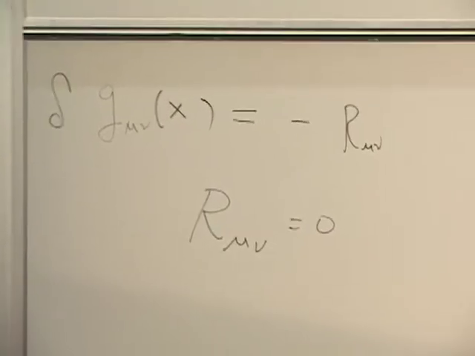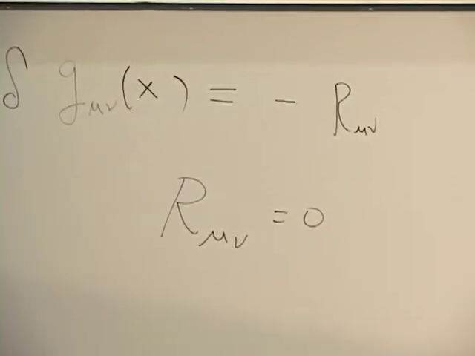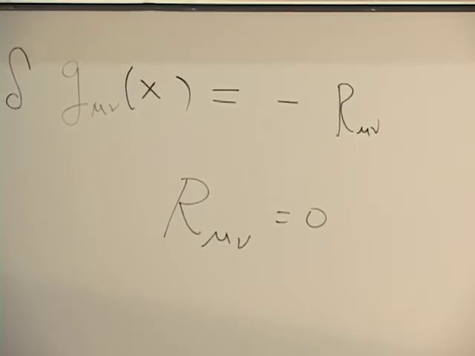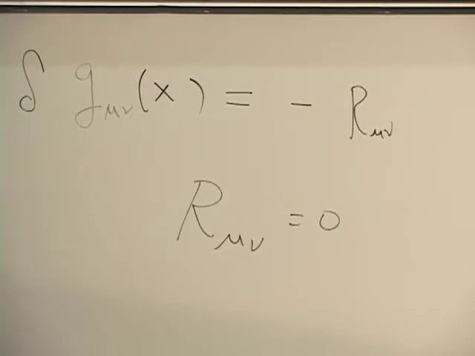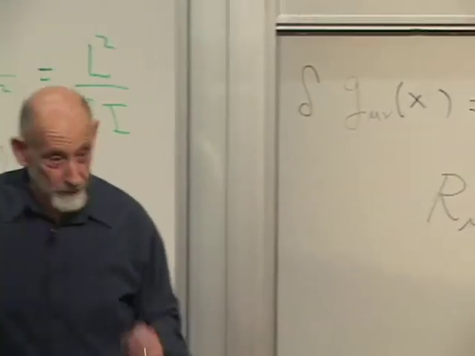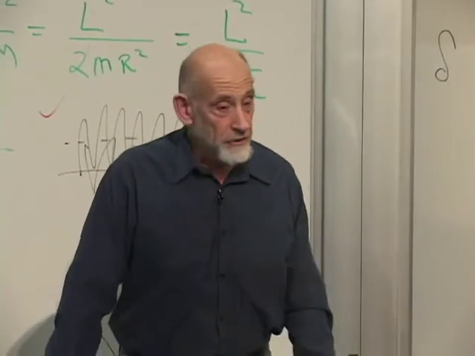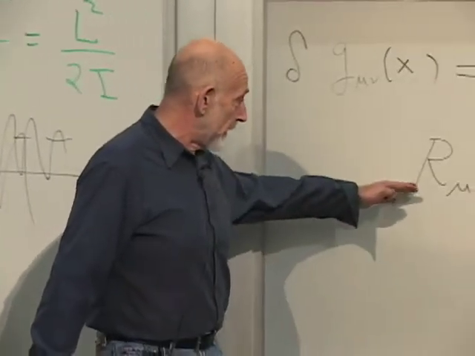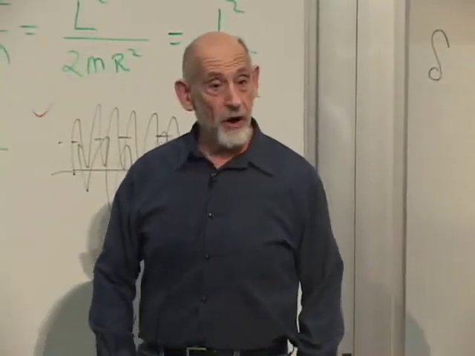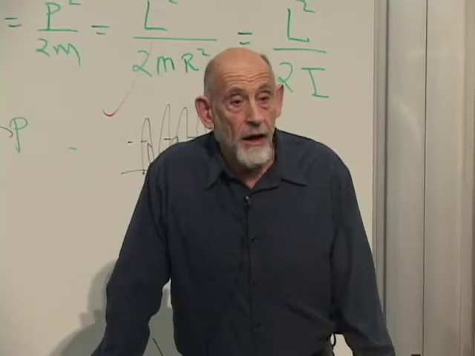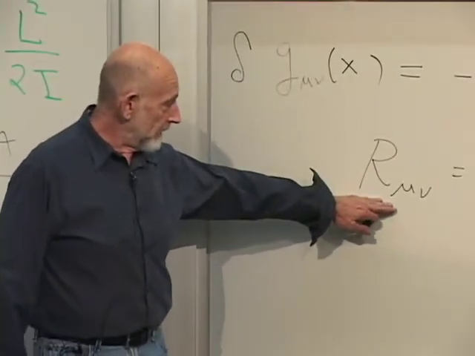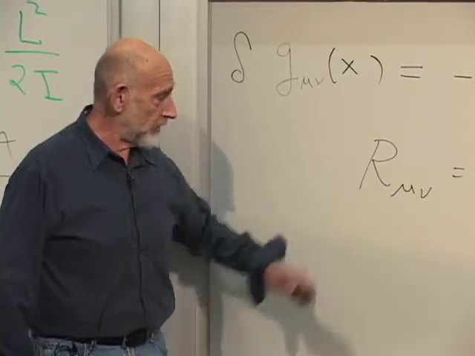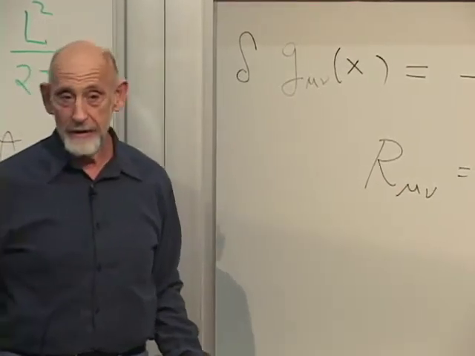If the Ricci tensor is zero, well, it's not like saying it's flat. Flat space does have Ricci tensor zero, of course. It has all of its components of curvature equal to zero. So flat space is an example of this. Question is, are there other examples of spaces? This is called Ricci flat. If a space has vanishing Ricci tensor, it's called Ricci flat.